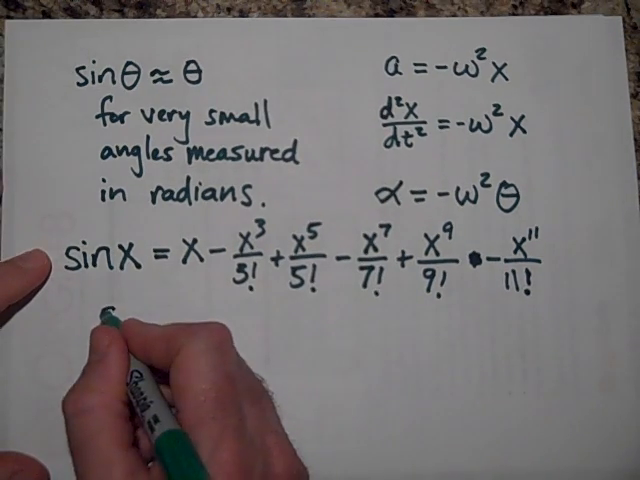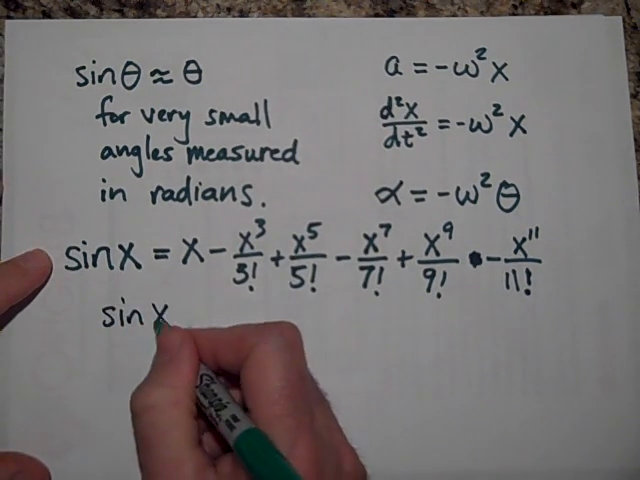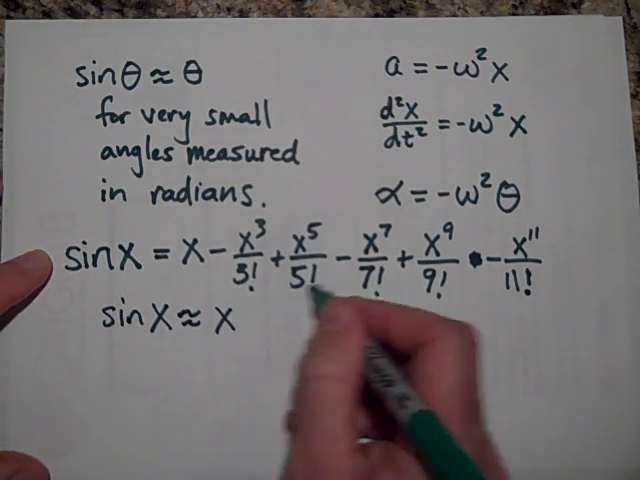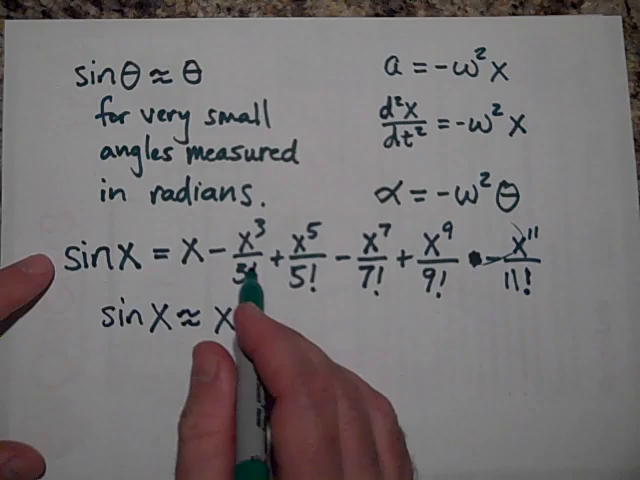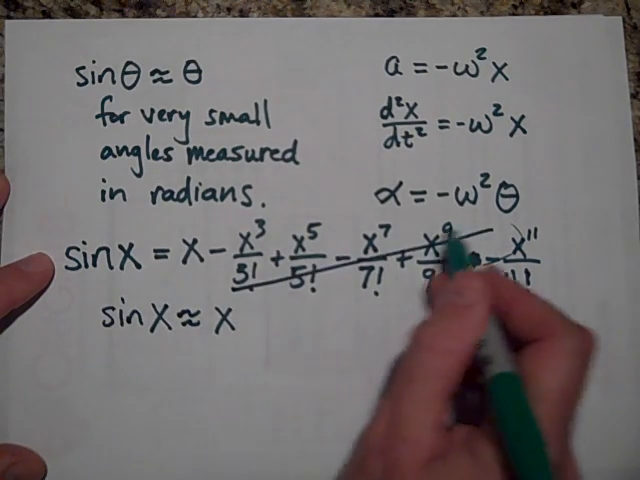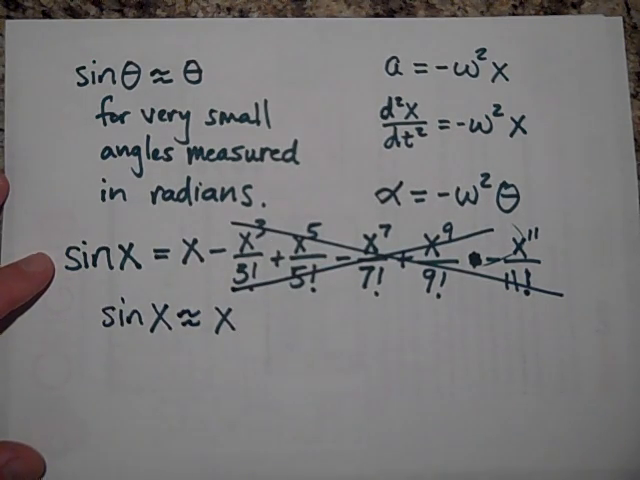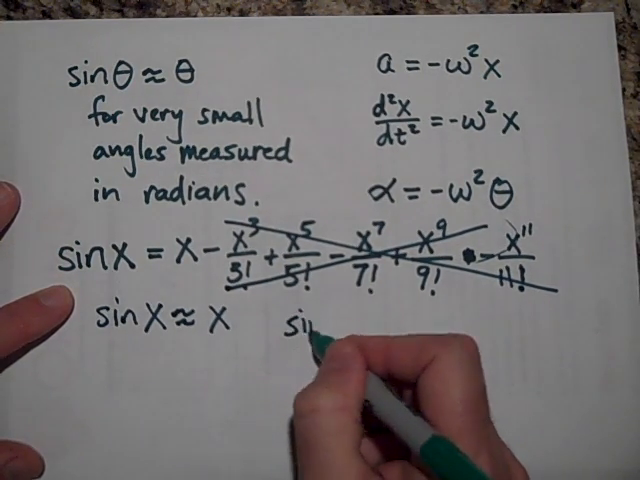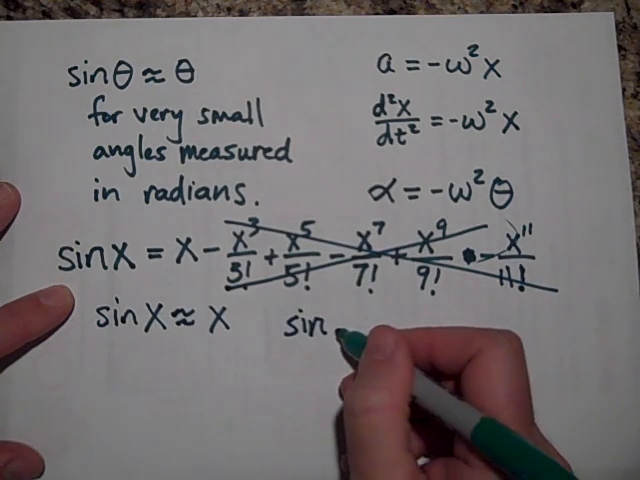And so sine of x is approximately equal to x, just this first term, because these other terms become insignificant when x is very tiny, like 0.1. In other words, go ahead and take the sine of 0.1. Put your calculator in radians. Take the sine of 0.1.